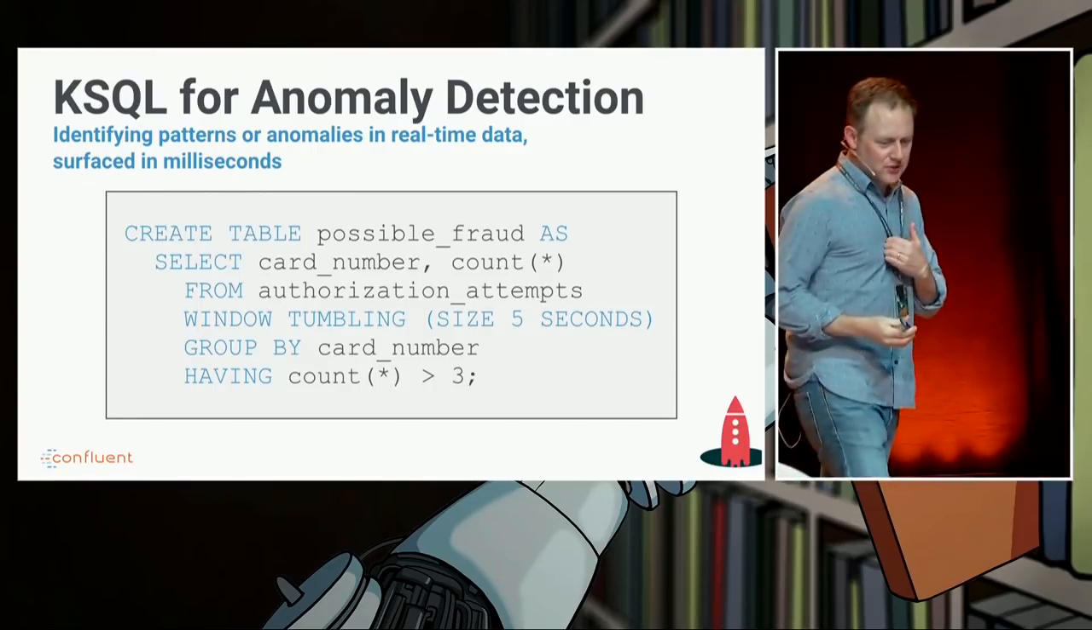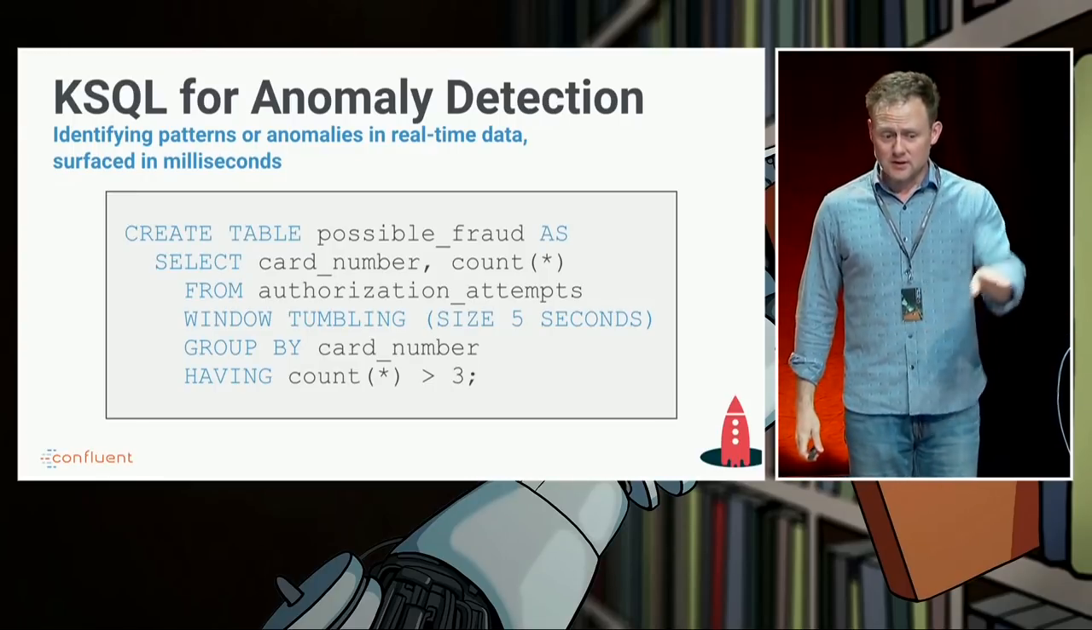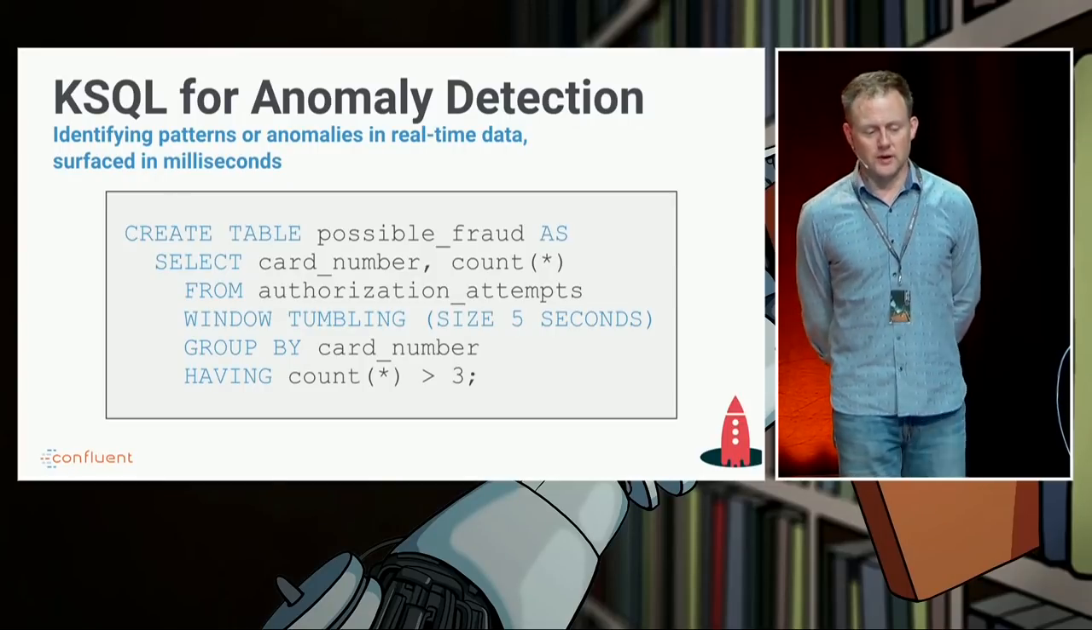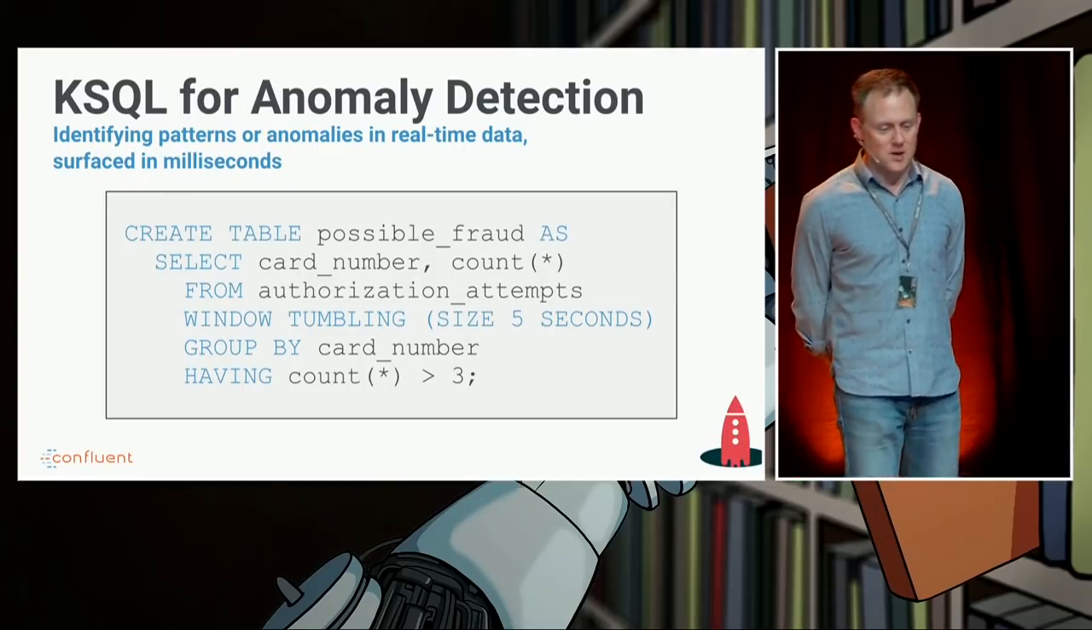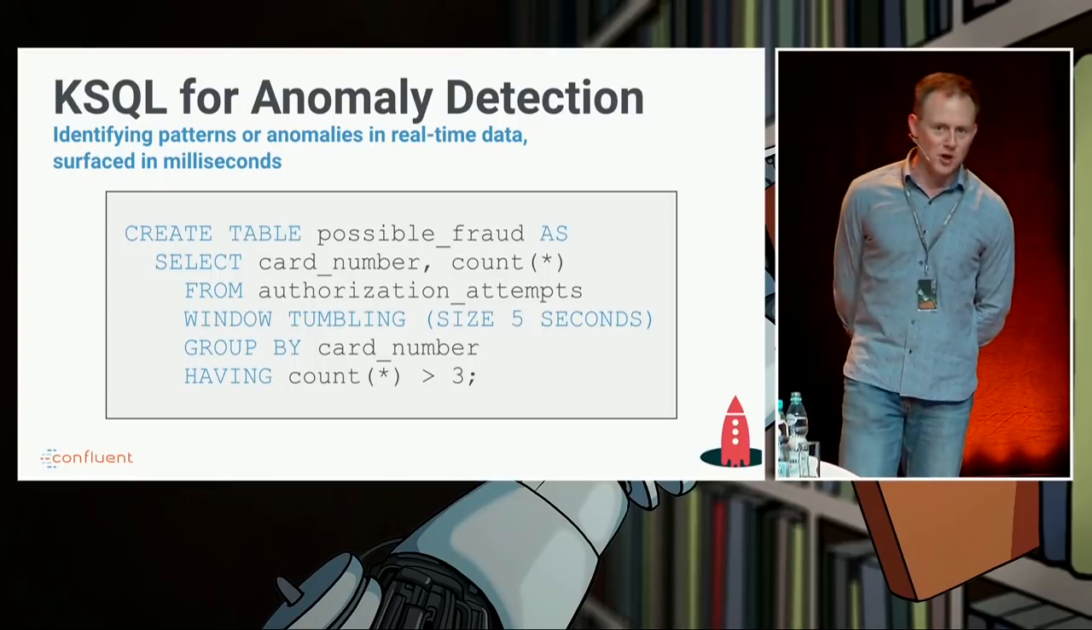One more here. This introduces two new concepts. I'm creating a table, that create table as statement, but let's walk through the rest of the query. Select card number and count from authorization attempts. So this is a fraud detection algorithm.